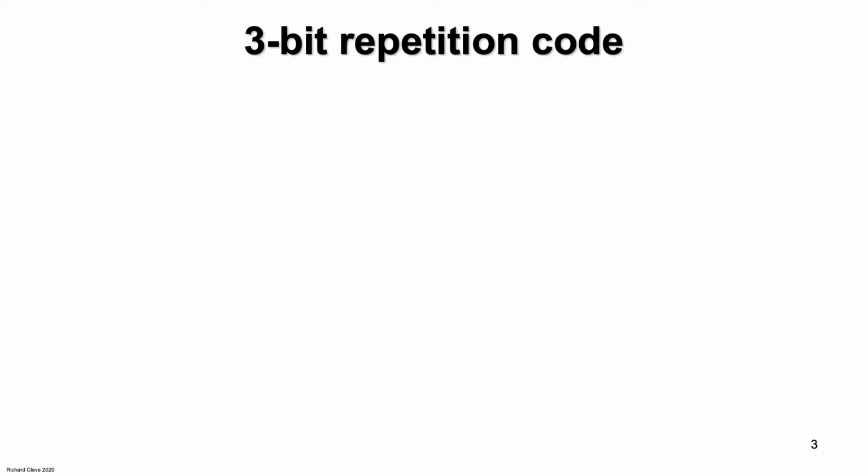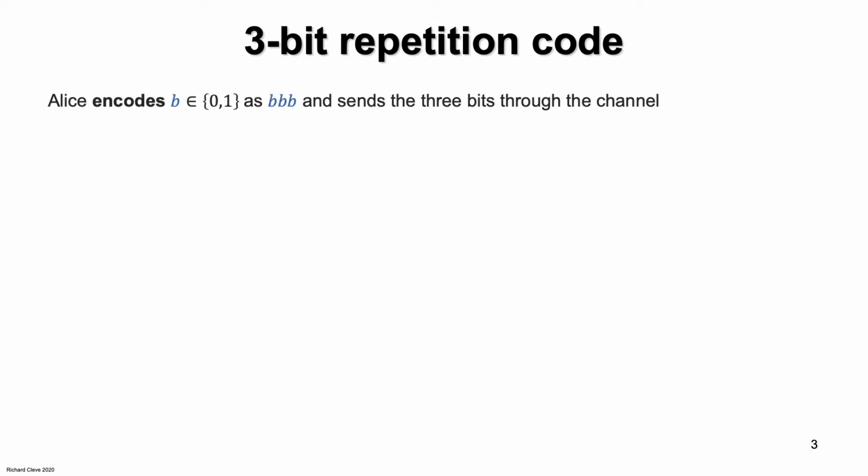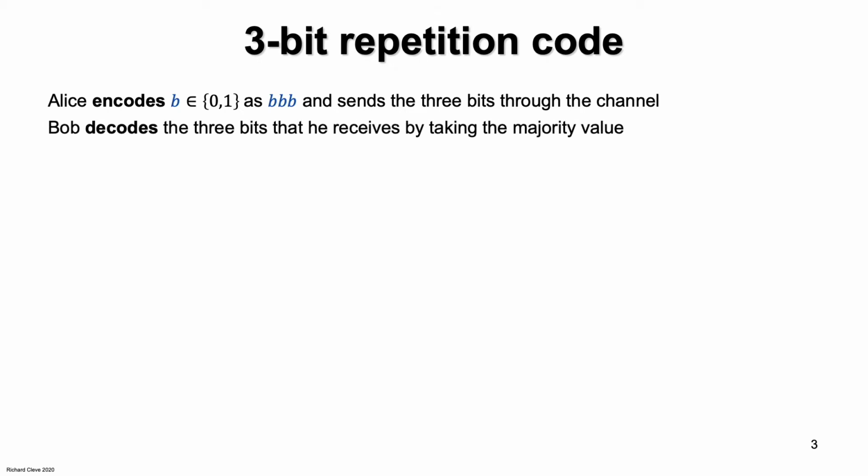Perhaps the simplest error-correcting code is the 3-bit repetition code, which works as follows. To transmit a bit B, Alice encodes B into 3 copies of B. Then Alice sends each of these 3 bits through the channel. Then Bob receives 3 bits at his end, but the 3 bits are not necessarily the same. Some of the bits may get flipped by the channel. Bob decodes by taking the majority value of the 3 bits that he receives.